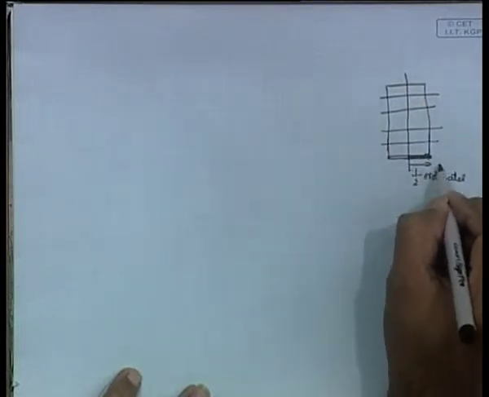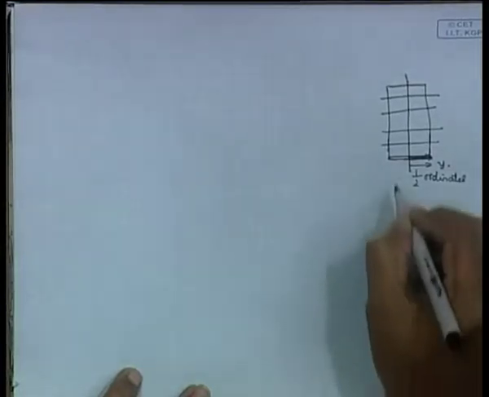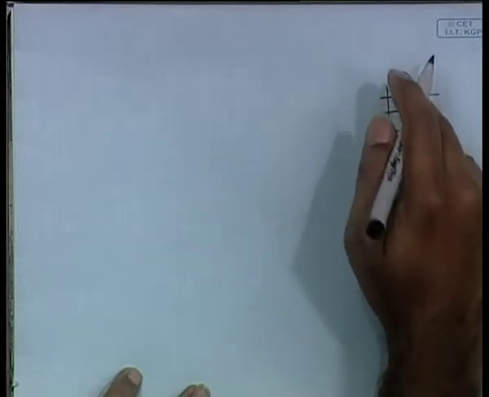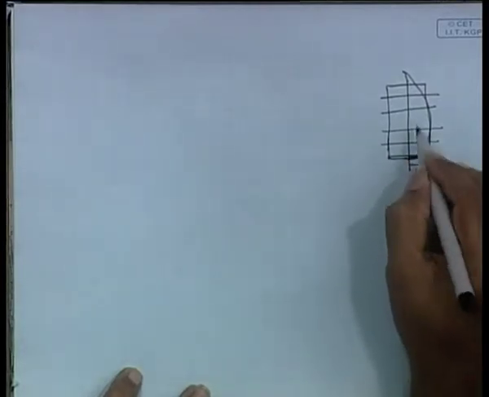You just need this one distance. Why? The ship will be totally different. It'll be like this. So half ordinates at different stations you need for a complete ship. This is a real ship. So these are the half ordinates.